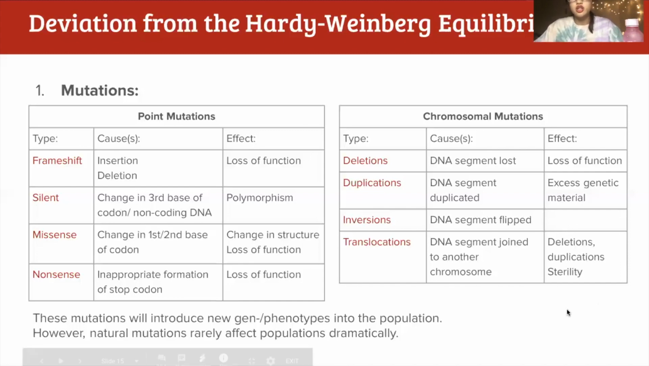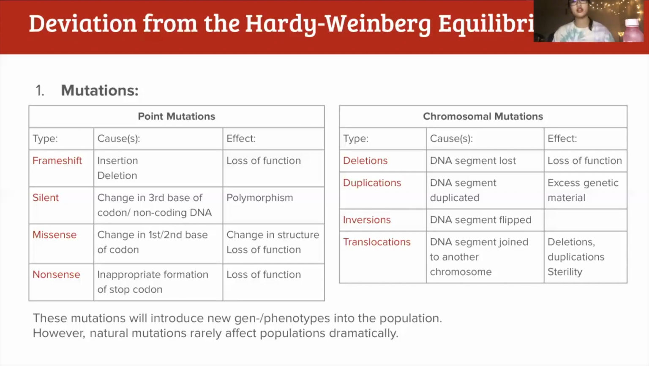And translocations happen when DNA segments are joined to another chromosome. So let's say you have two chromosomes. This section breaks off, and then they just switch around, and they form two new chromosomes with a segment that doesn't belong. So you can see these in Philadelphia chromosomes. Look those up, homework for tonight.